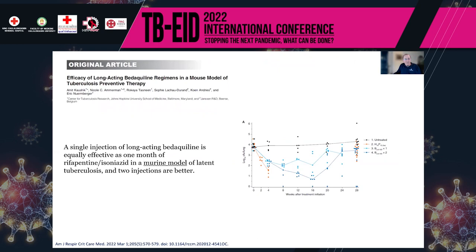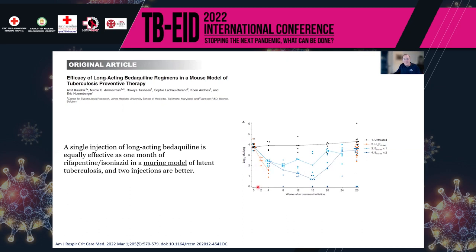And in a publication that just came out a week ago, Eric Nurberger and his colleagues showed in the mouse model of latent TB that a single injection of bedaquiline was as effective in reducing bacterial load as 1 month of rifapentine and isoniazid. Now, this is a mouse model, but this mouse model has predicted every shorter course regimen that we've developed over the last 30 years.